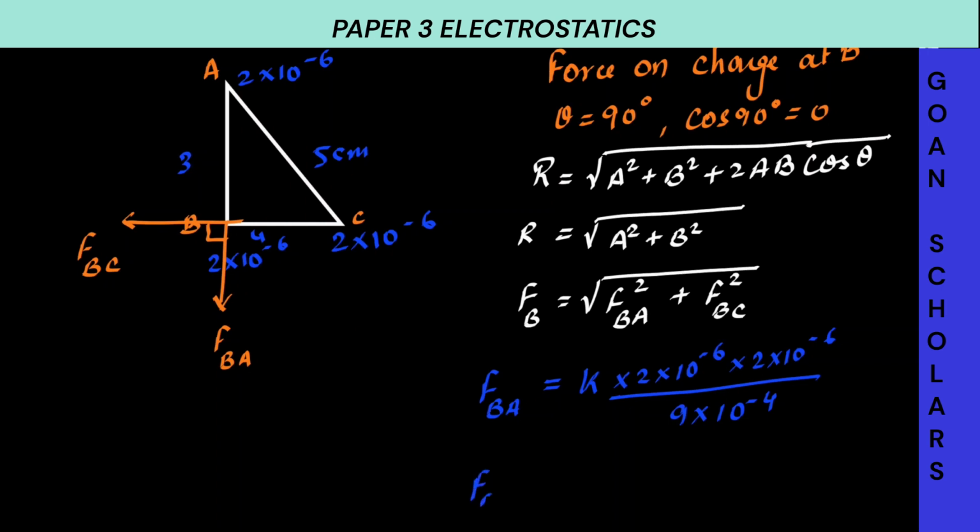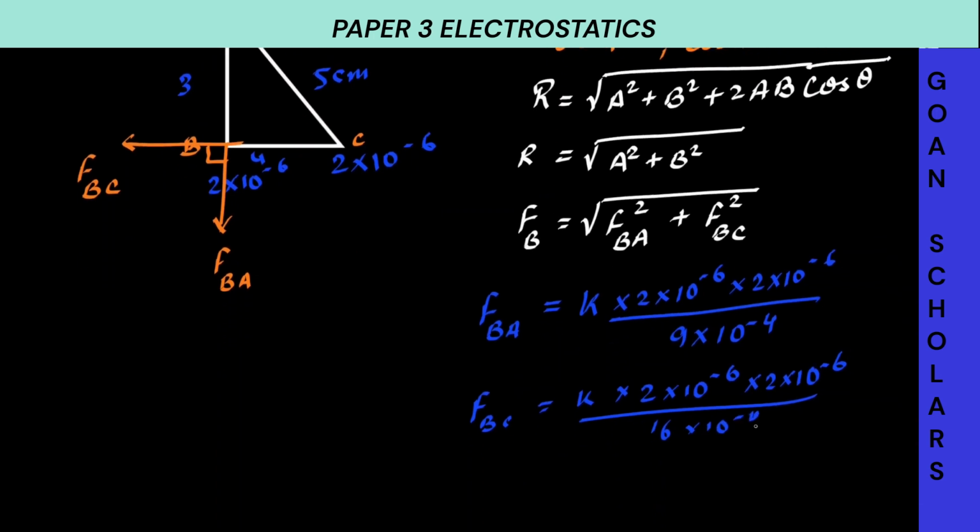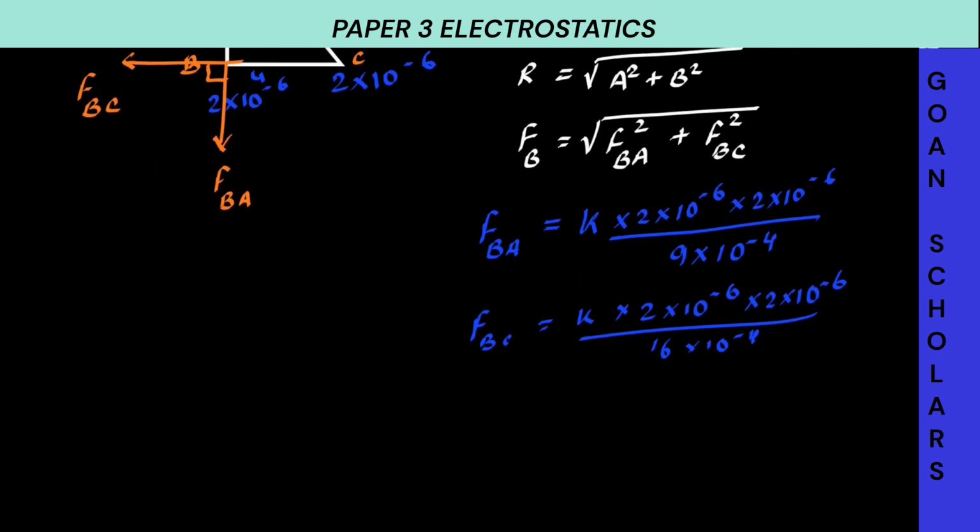Now let's find the force on B due to C. That will be K into the first charge 2 into 10 to the power minus 6 into 2 into 10 to the power minus 6, whole divided by the separation. What's the separation? 4 centimeter. 4 4s are 16 into 10 to the power minus 4. I hope this is clear. This is our force on B due to C.